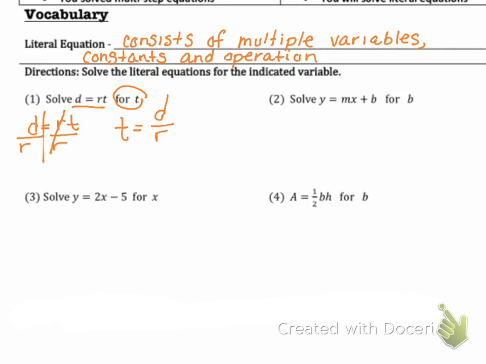So number 2, hopefully you recognize this equation, y equals mx plus b. That's a linear equation where m is your slope and b is your y-intercept. In this case, we're just going to look at it as a literal equation where we want to isolate b.